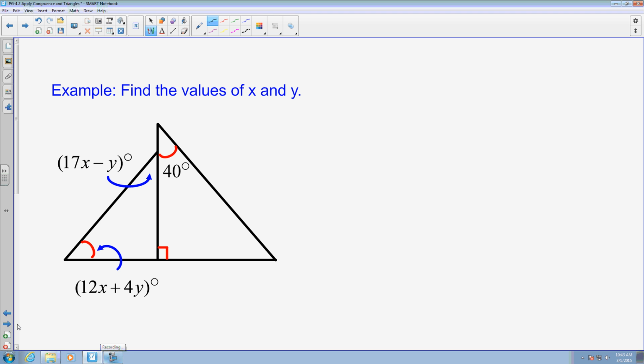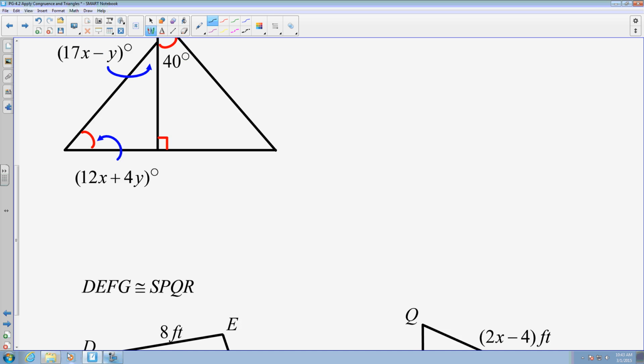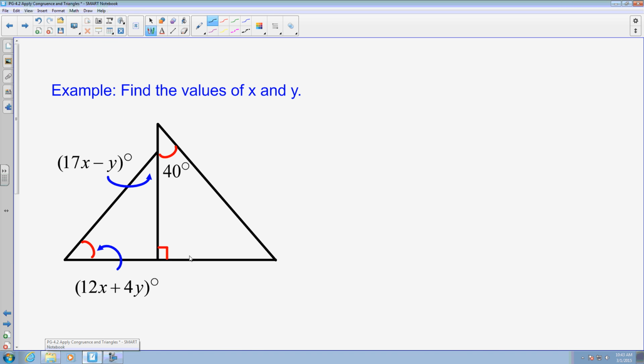Here they want us to find the angles of x and y. This is for this example here and this example here. So, let's take a look at these two triangles first. Right off the bat, I see that I have a tick mark here and a tick mark here. So those two angles are congruent. So I can write down 12x plus 4y and set it equal to 40 because they're going to be 40.